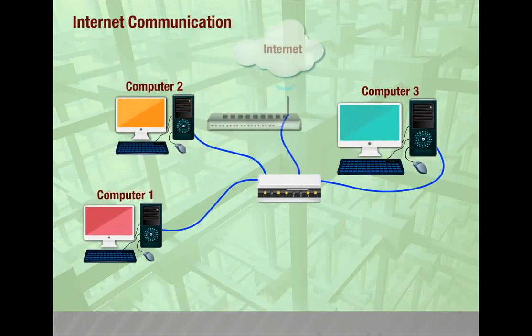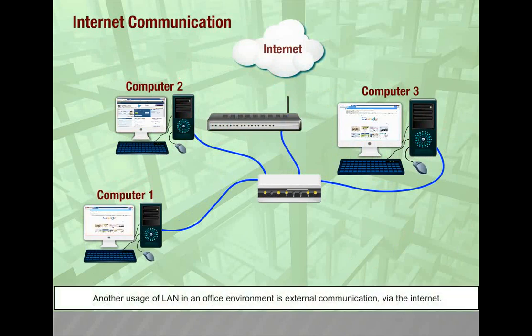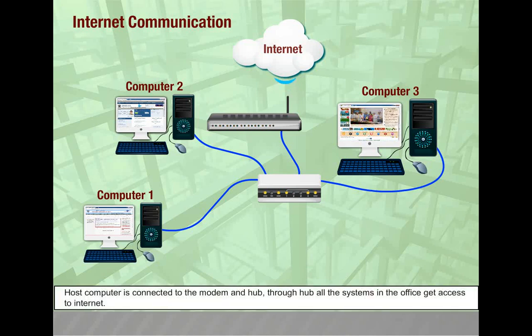Internet communication. Another usage of LAN in an office environment is external communication via the internet. Each employee can use the LAN for the connection to the internet. The host computer is connected to the modem or hub. Through the hub, all the systems in the office get access to the internet.